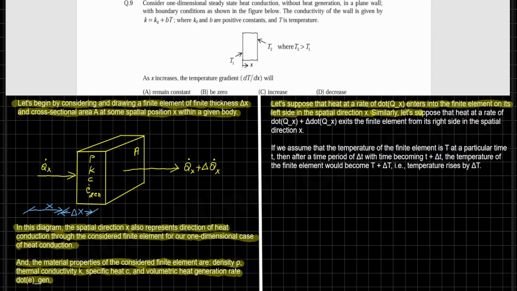Similarly, let's suppose that heat at a rate of dot qx plus delta dot qx exits the finite element from its right side in the spatial direction x. So heat at a rate of dot qx plus delta dot qx exits from the finite element from its right side in the spatial direction x.